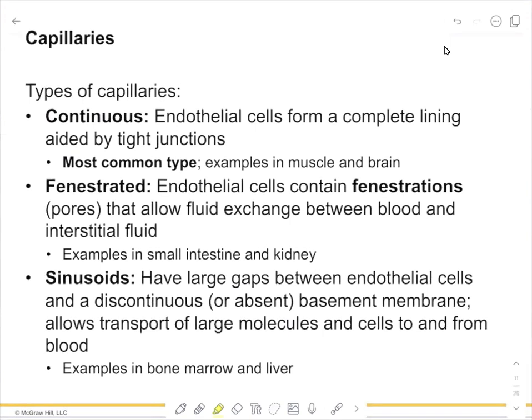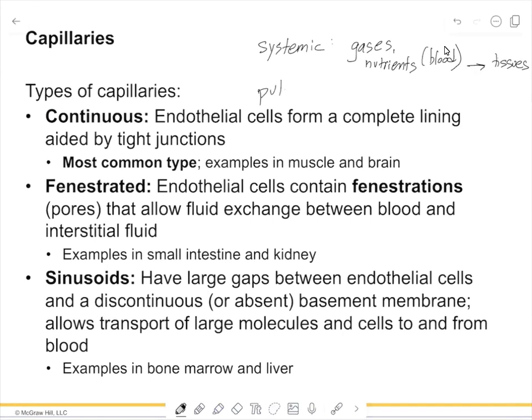We have various types of capillaries. There's three main ones that you need to know. As far as the two types of capillaries, if we think of the systemic capillaries, this is where gases and nutrients pass from the blood into the tissues.